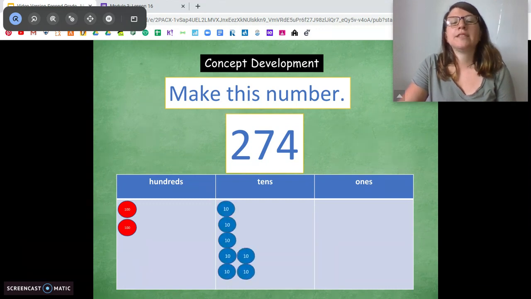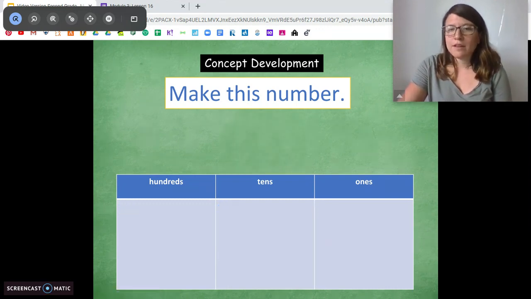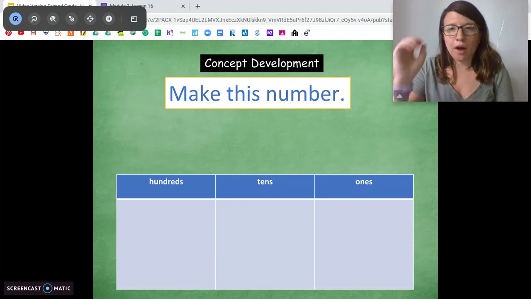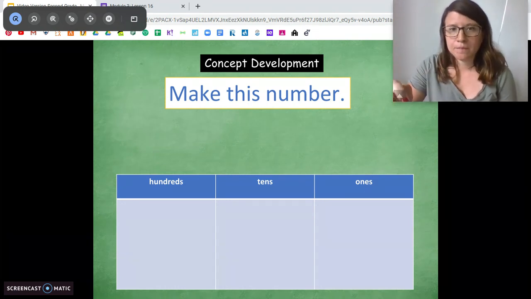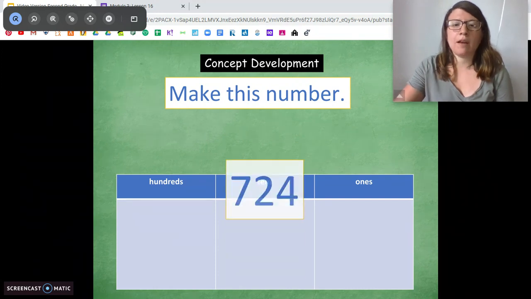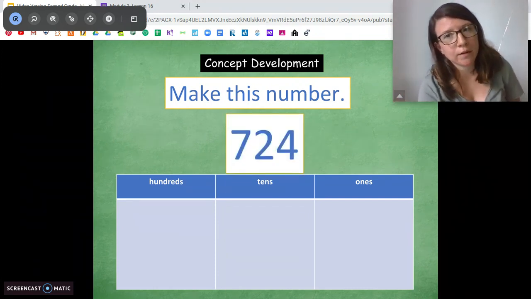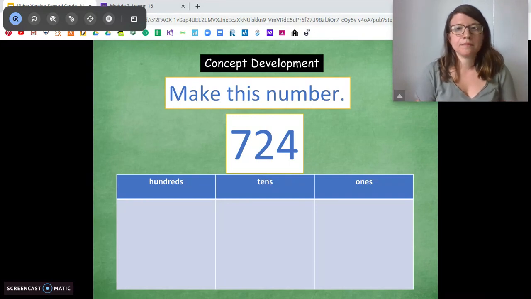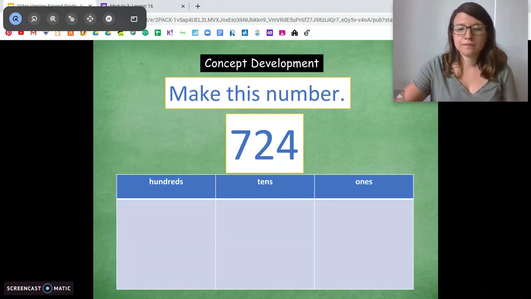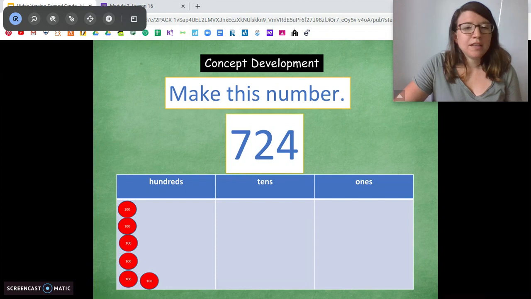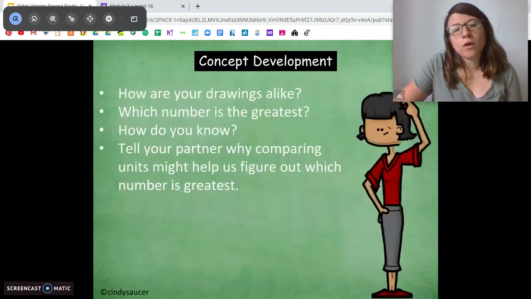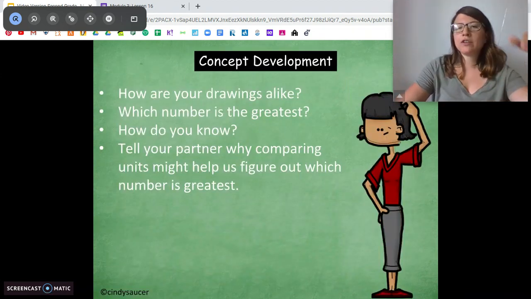200, 7 tens, 4 ones. And then you're going to need one more place value chart, so pause and draw another place value chart. Got it? Okay, now make this number, 724. Ready? 7 hundreds, 2 tens, 4 ones. Awesome. Okay, how are your drawings alike?